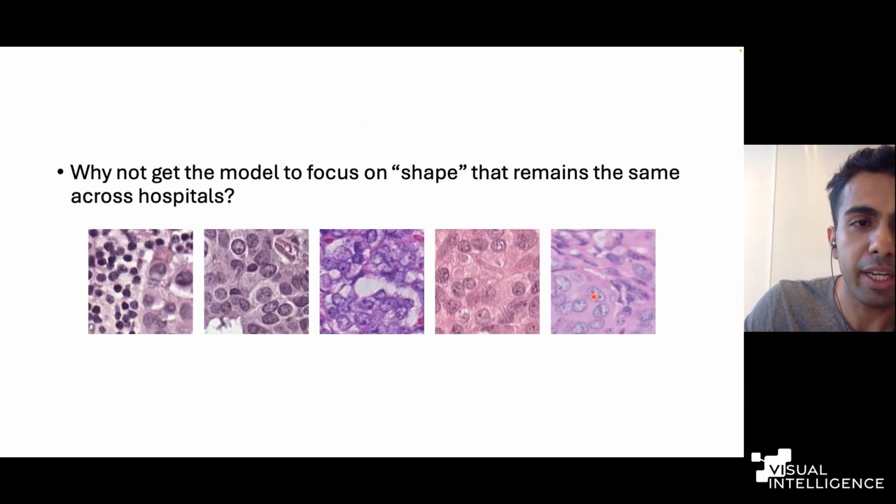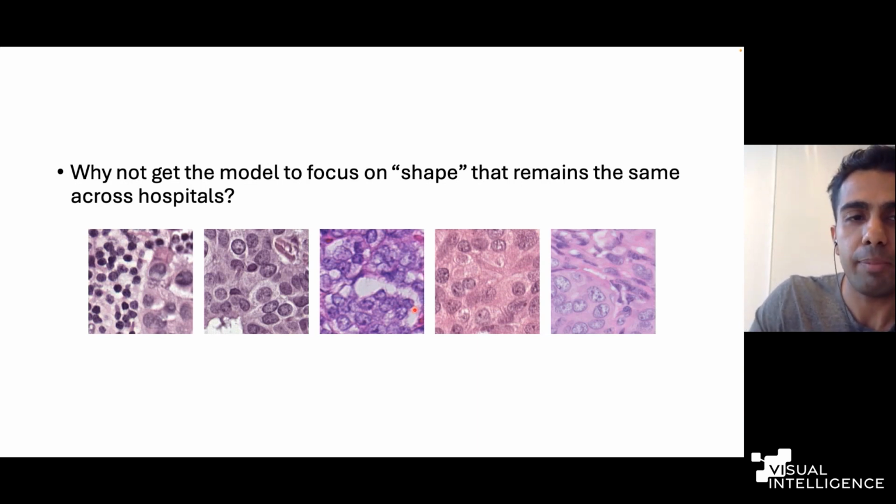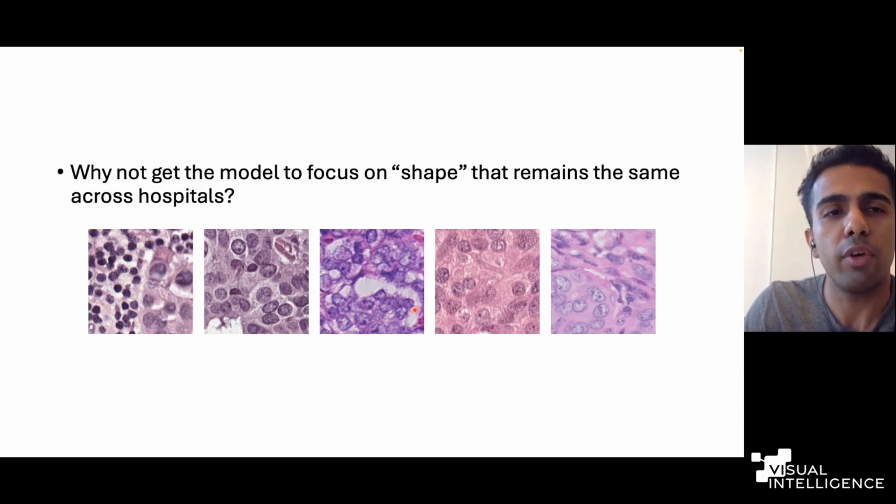Okay, then our idea is, why not focus on the shape that remains the same across the hospitals? Because if you look here, they have different colors, but the shape of the cells and nuclei remains the same. Because the tissue is a 3D structure, no matter which angle you take the photo from, it's going to look more or less the same. Unlike natural images, for example, if you take an image of a cat from the top angle, it's going to look very different from an image of a cat from a side angle or something. Right, so we want to focus on the shape.